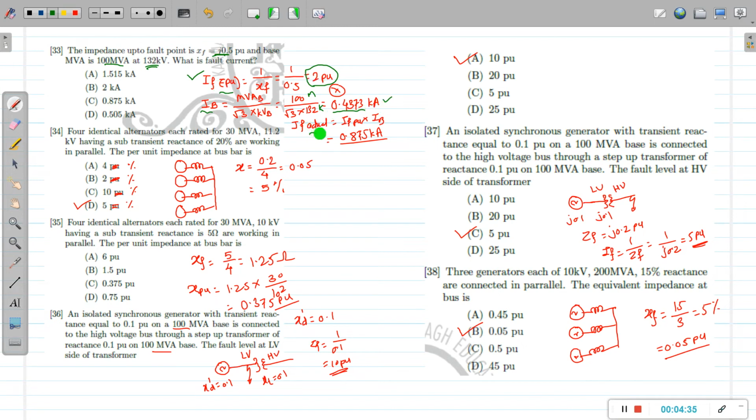Now the actual fault current is the per unit value into the base value. So the per unit value is 2, and 0.4373 multiplied by 2 will give you 0.875. So this is the correct option.